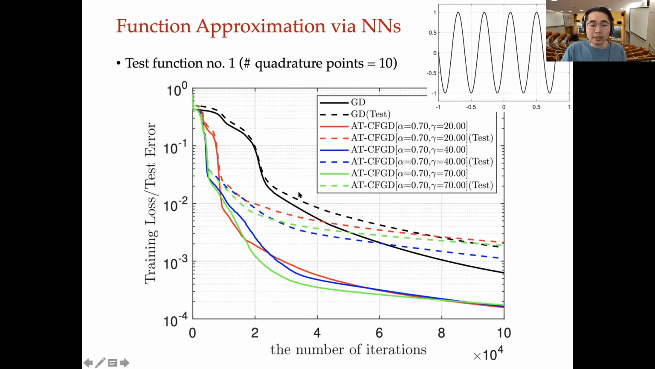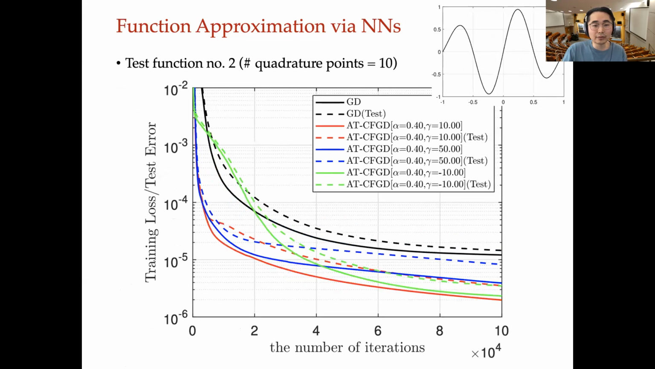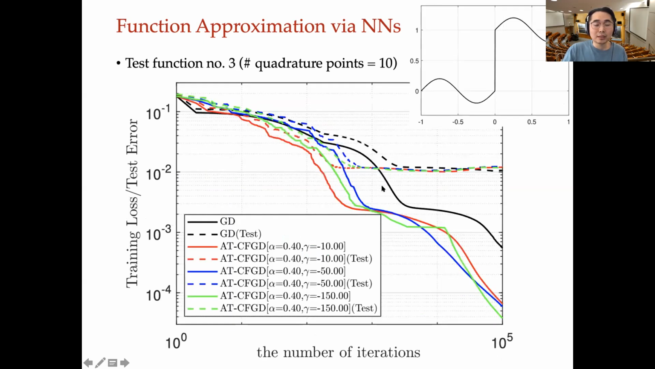Then you can see that we do better than gradient descent consistently for various choices of gammas. And this is for test case 2. In this case, you may see that gradient descent is also doing a good job because the function is easier to approximate. And this is the discontinuous function example, and you can see that our method consistently outperforms gradient descent.